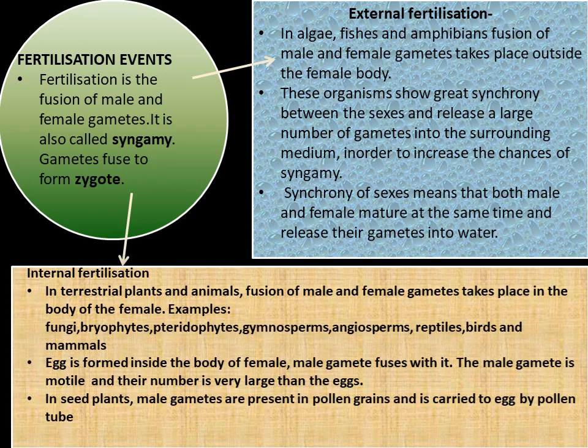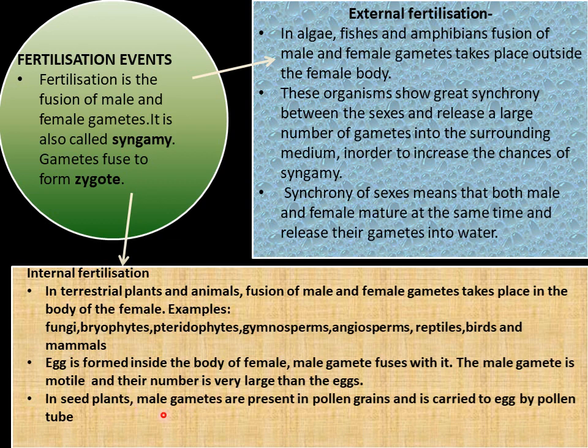The other type of fertilization is internal fertilization. In terrestrial plants and animals, fusion of male and female gametes takes place in the body of the female. For example, fungi, bryophytes, pteridophytes, gymnosperms, and angiosperms, and in animals, reptiles, birds, and mammals. The egg is formed inside the body of the female. Male gamete fuses with it. The male gamete is motile and their number is very large compared to the eggs.